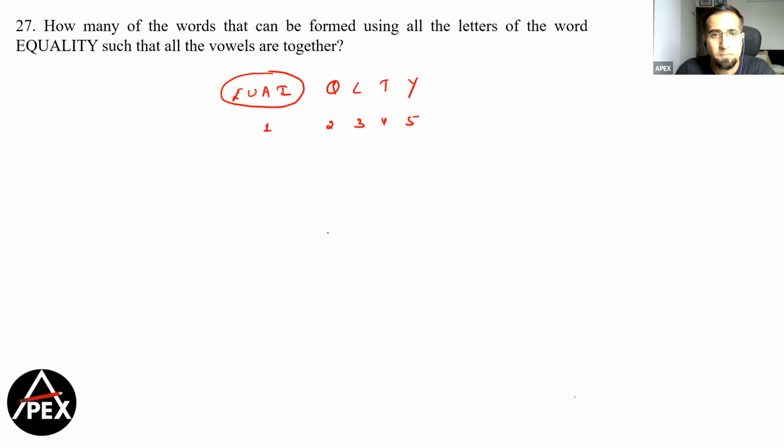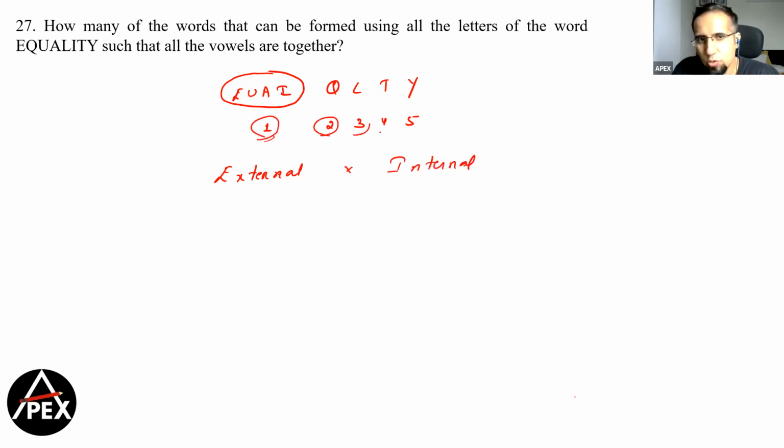So please understand, whenever it says all the vowels are together or something, there are two kinds of arrangements. One is an external arrangement, followed by something called an internal arrangement. Now, what is an external arrangement? I am seeing externally 1, 2, 3, 4, 5 things are there. In 5 places, that will be 5 factorial.